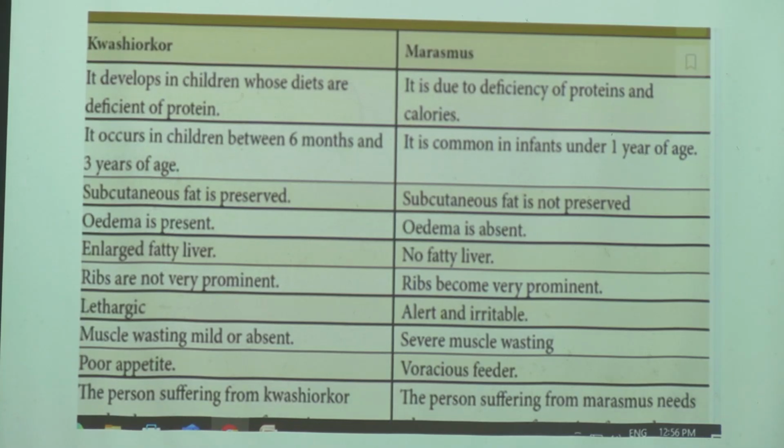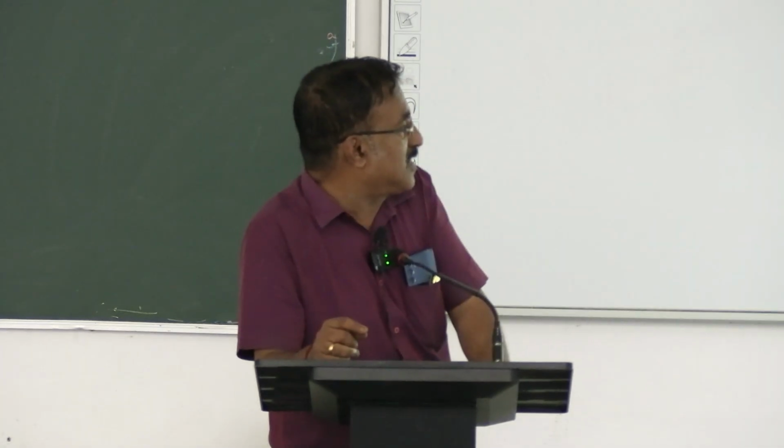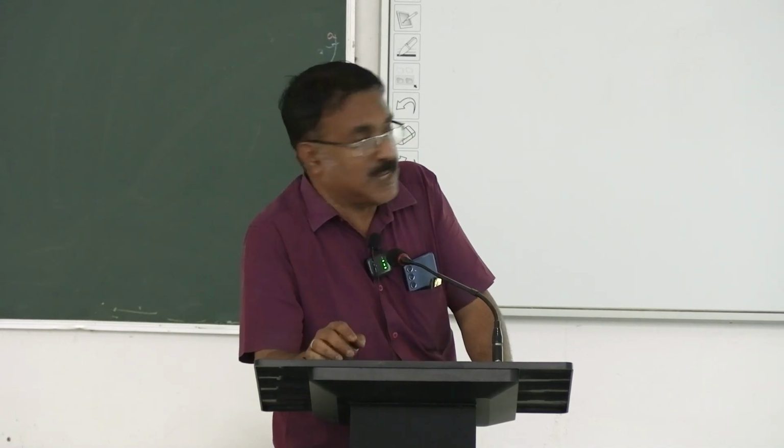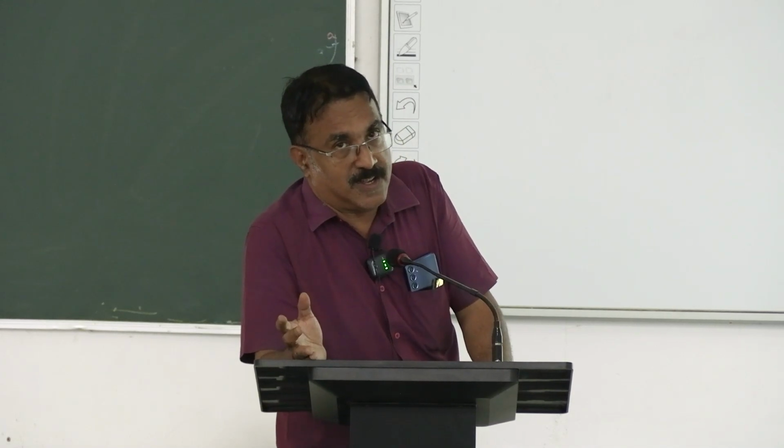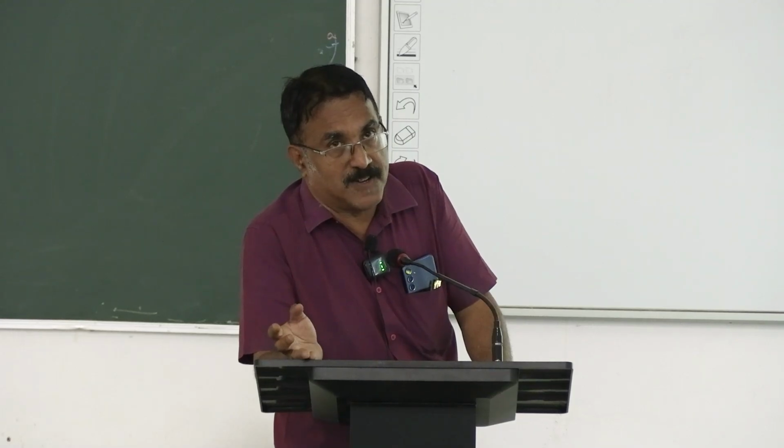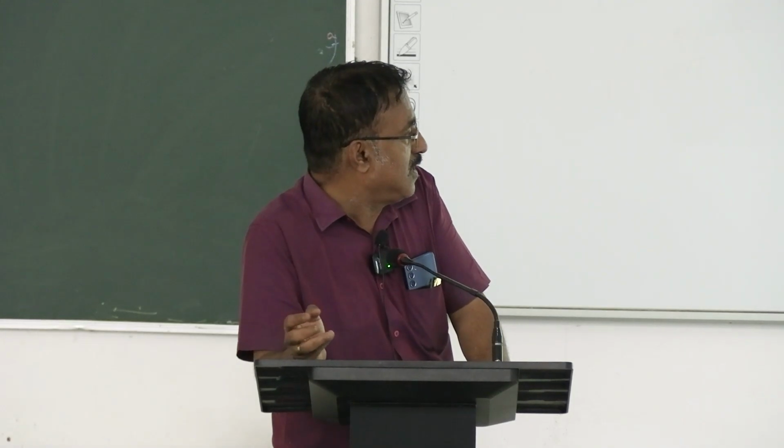Ribs are not very prominent. The child, you don't see so much wasting as you expected. The child is lethargic in Kwashiorkor, but in Marasmus, the child is very alert and irritable. Muscle wasting is mild or absent in Kwashiorkor. Severe muscle wasting in Marasmus. Poor appetite in Kwashiorkor. In Marasmus, though the child is very malnourished, the child has a voracious appetite.